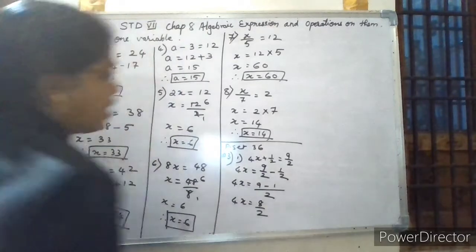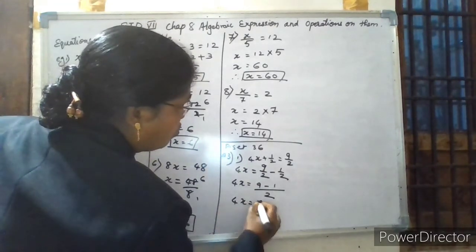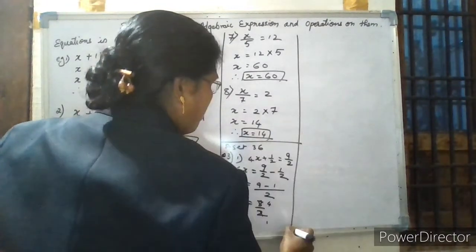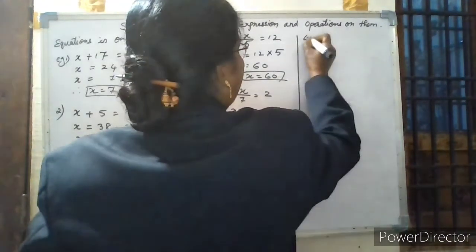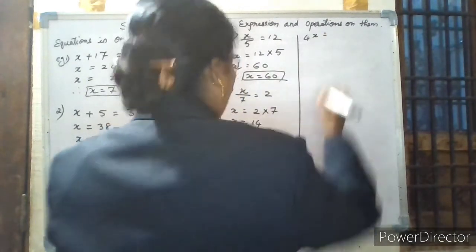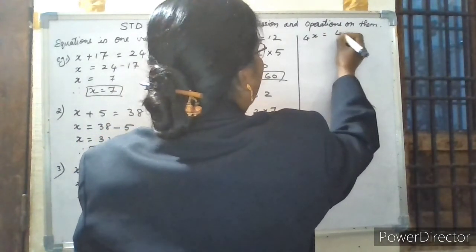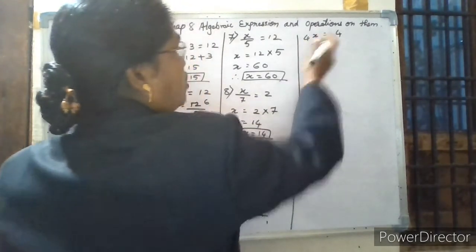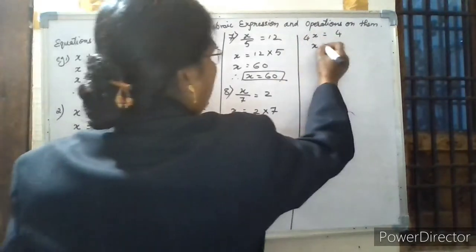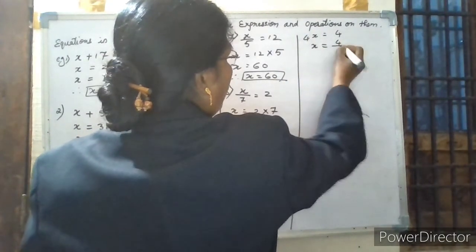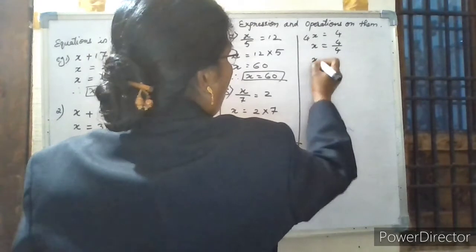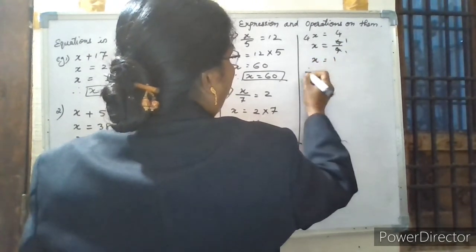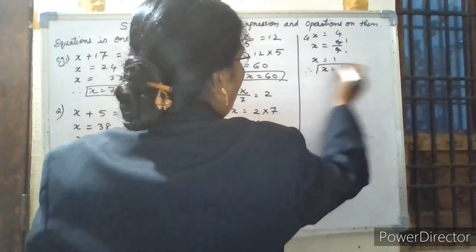Now again we can cancel: 2 ones are 2, 2 fours are 8. So 4x is equal to 4 by 1, which means 4 only. Now 4 into x, so when the 4 goes to that side, it gets divided. So x is equal to 4 divided by 4, 1 by 1. So x is equal to 1. Therefore the value of x is 1.